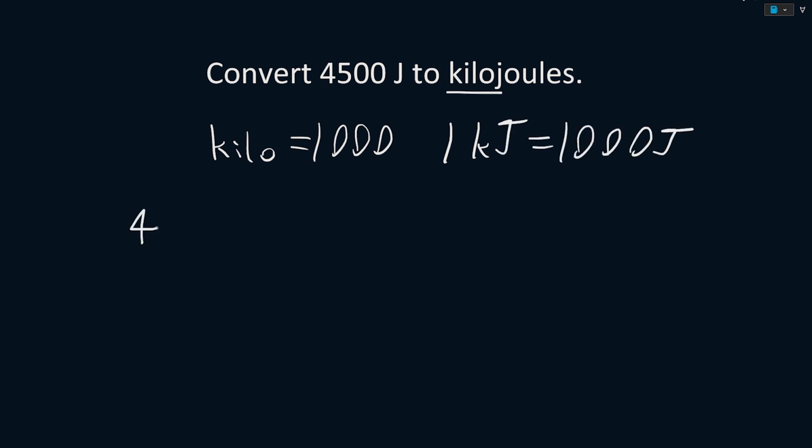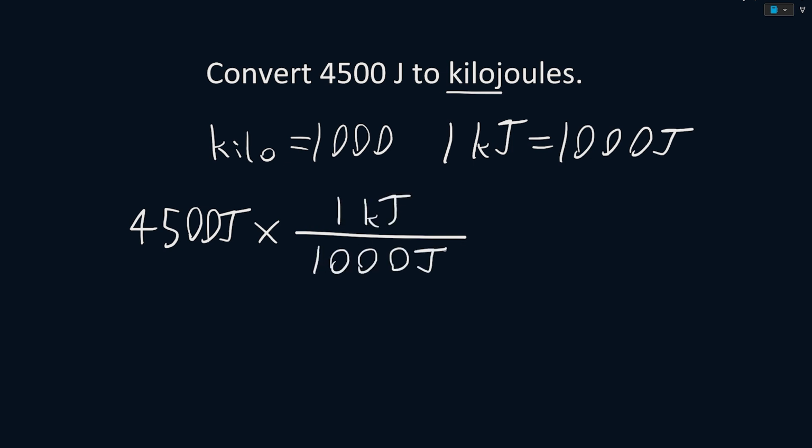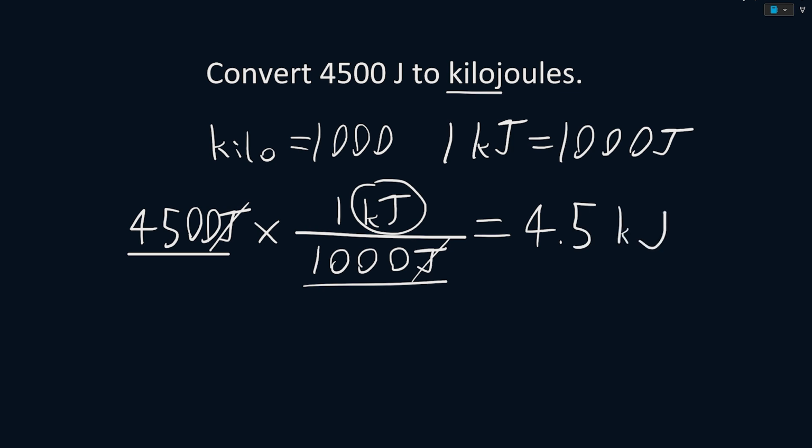We were asked to convert 4,500 joules into kilojoules. In order to do this, we need to multiply through our conversion factor of 1 kilojoule is equivalent to 1,000 joules. Multiplying through this, we see that the joules cancel and leave us with kilojoules. So to solve this, we divide 4,500 joules by 1,000 joules to give us 4.5 kilojoules.